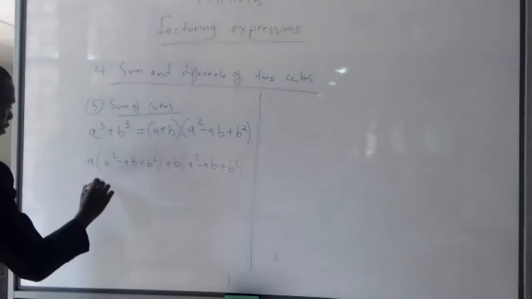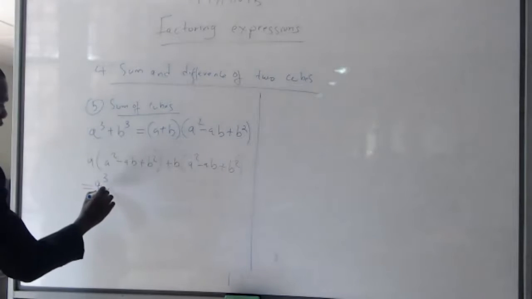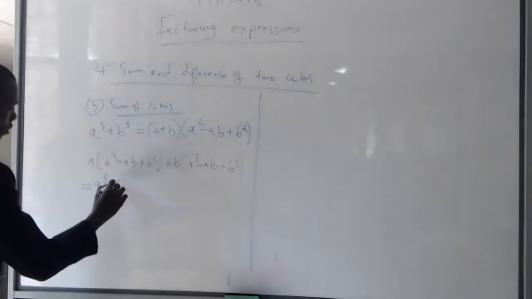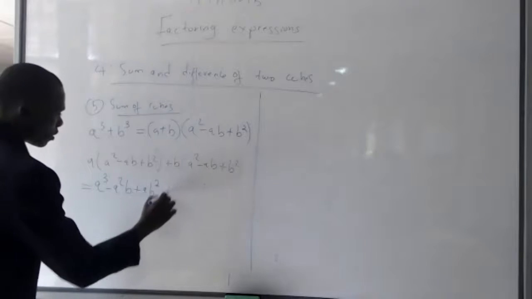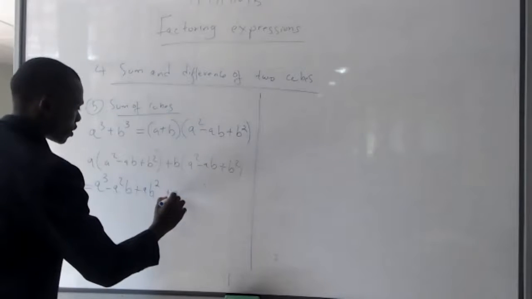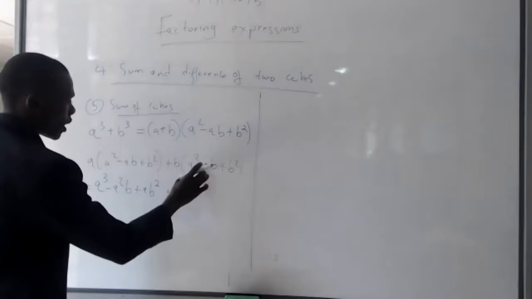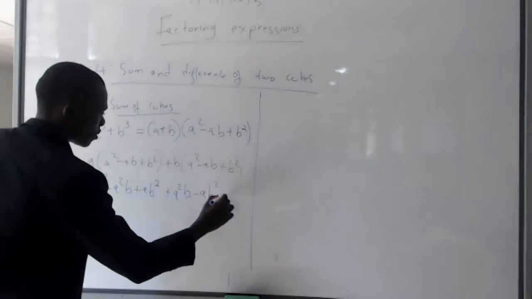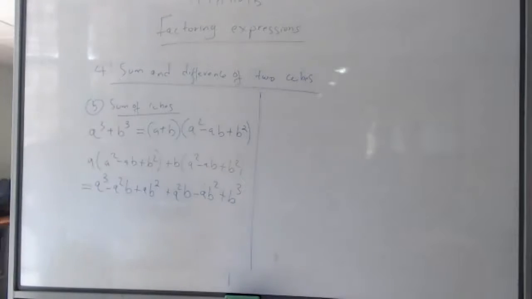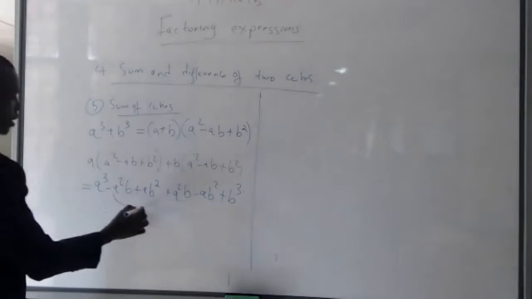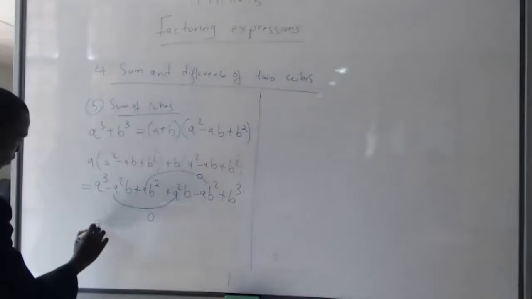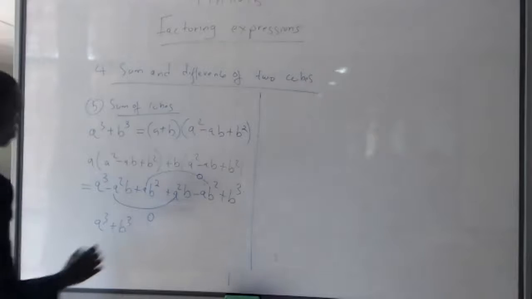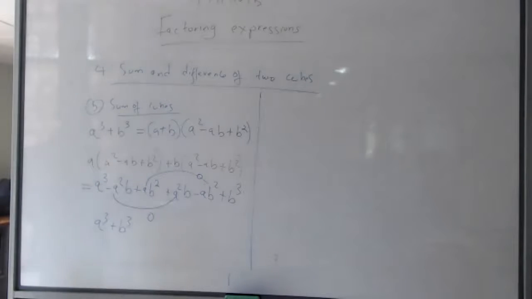So a times a is a cubed, a times a squared, a times ab, so that's a squared b, and then a times b squared is ab squared, plus b times a squared, that is the same as a squared b, minus ab squared plus b cubed. And then you realize that a squared b minus a squared b will give you 0, ab squared minus ab squared will give you 0. So you end up with a cubed plus b cubed. So it's true that this expression is satisfied for any two real numbers a and b.